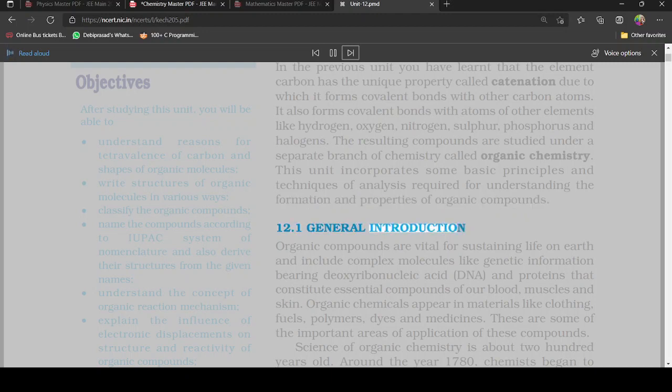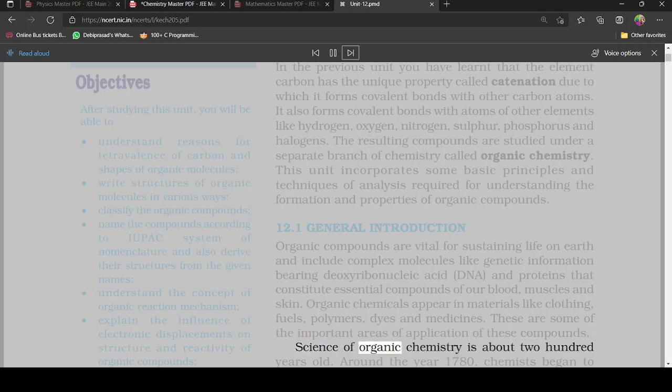12.1 General Introduction. Organic compounds are vital for sustaining life on Earth and include complex molecules like genetic information bearing deoxyribonucleic acid, DNA, and proteins that constitute essential compounds of our blood, muscles, and skin. Organic chemicals appear in materials like clothing, fuels, polymers, dyes, and medicines. These are some of the important areas of application of these compounds.